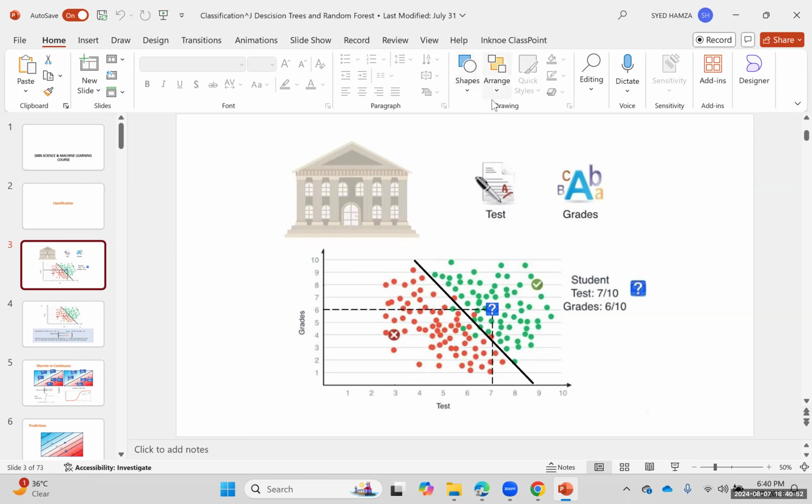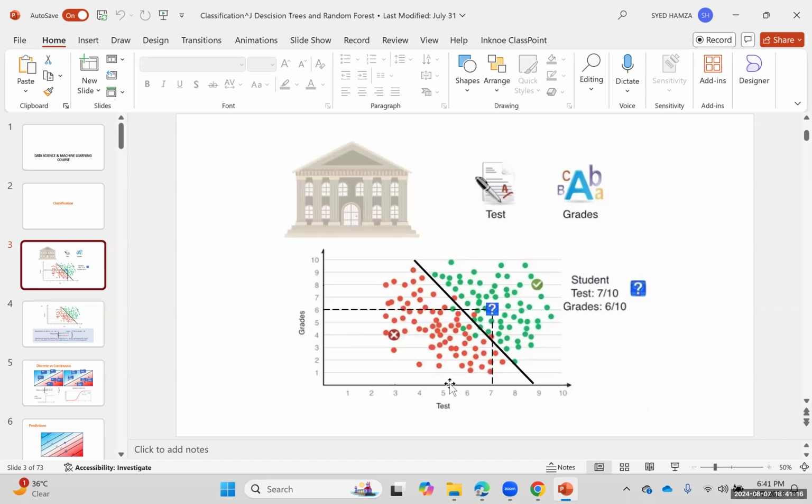Here, the word I will use is boundary line. If you look at the school or college or university where you have taken some tests and you have some grades, now if the test scores are on your x-axis and your grades are on your y-axis, you have to see whether you belong in the pass category, group, or class, or you failed.